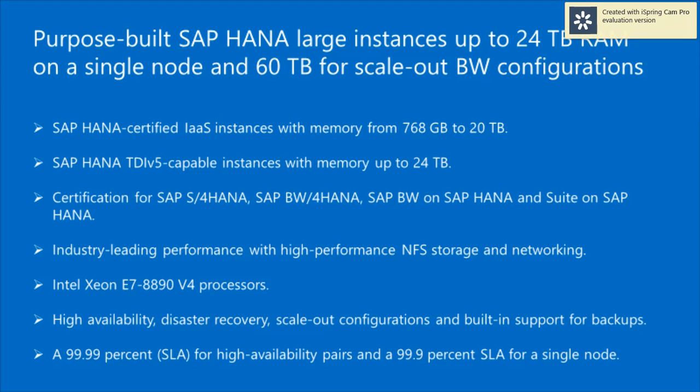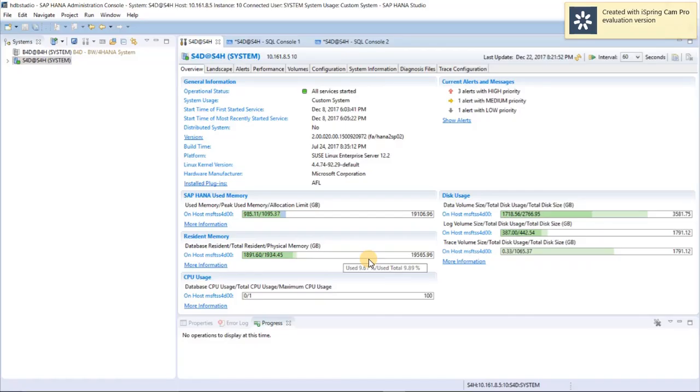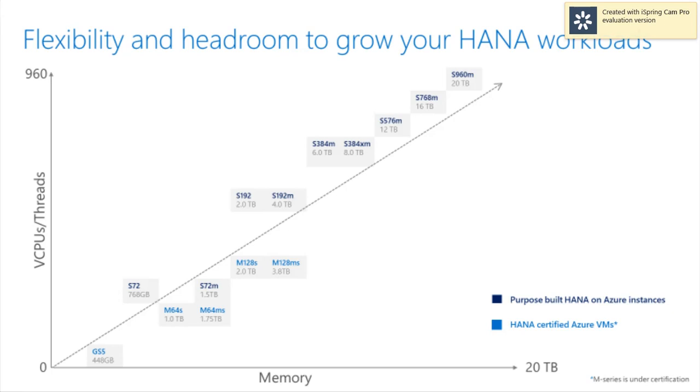In addition to M series VMs, Azure offers purpose-built HANA large instances that can scale up to 24 terabytes on a single node. This is unique for Azure amongst all the public cloud providers who can only support VMs. For instance, here you can see that we are connected to a purpose-built HANA large instance on Azure with 20 TB of memory. With this level of scalability, Azure provides unlimited headroom to accommodate any business growth for S/4HANA deployment.